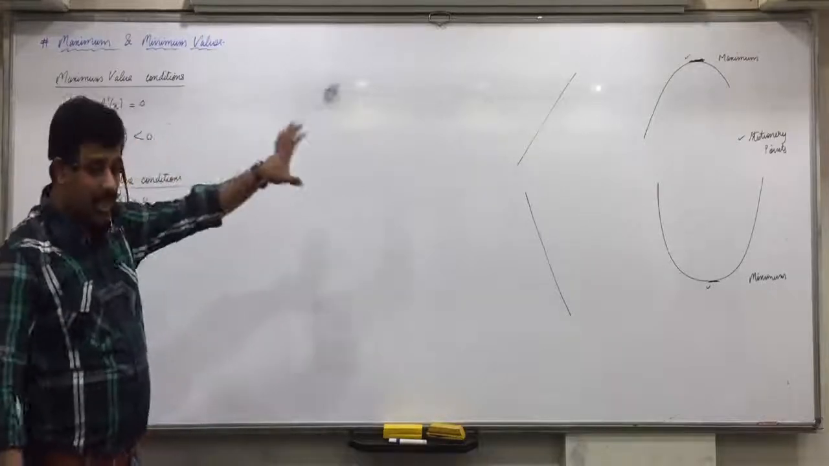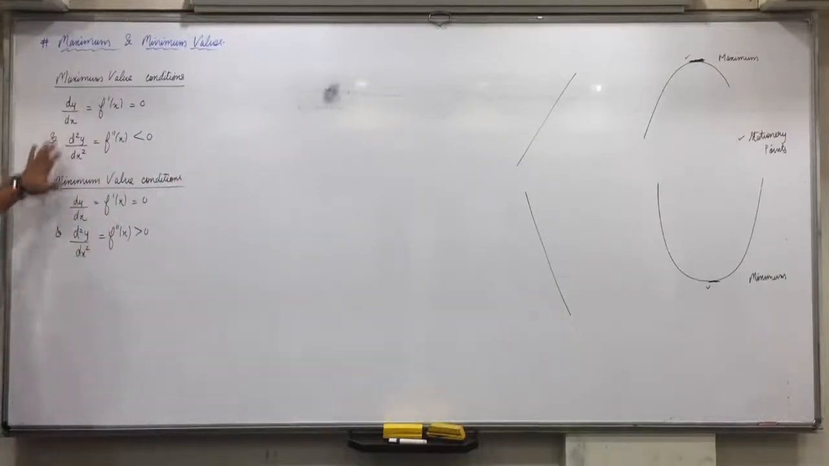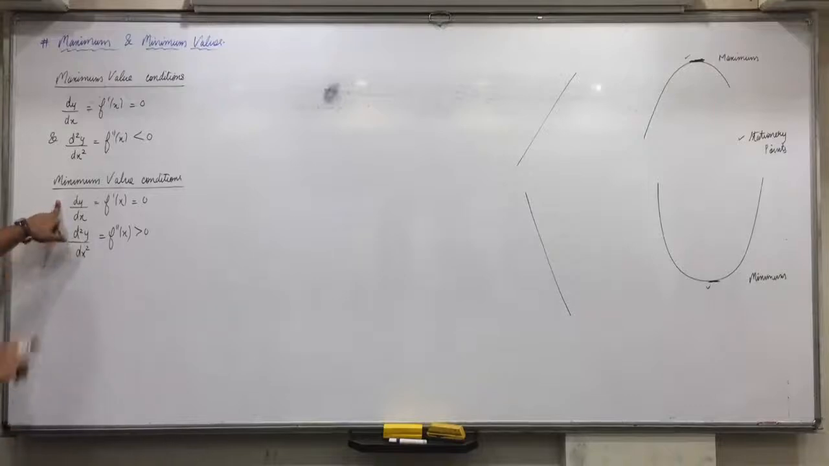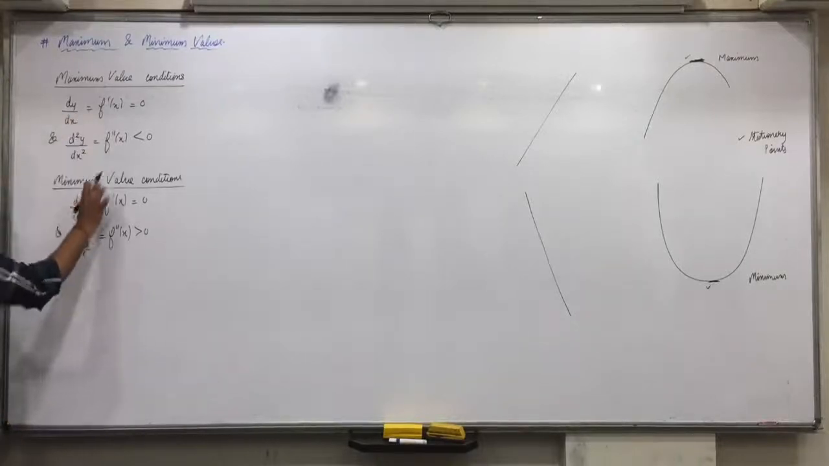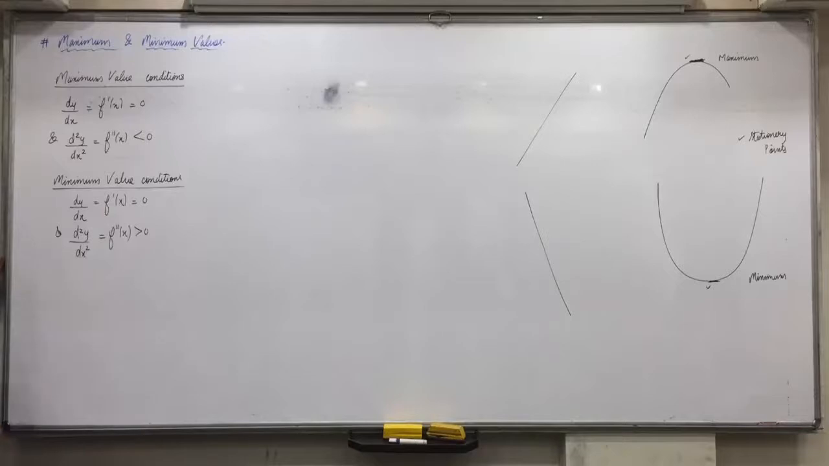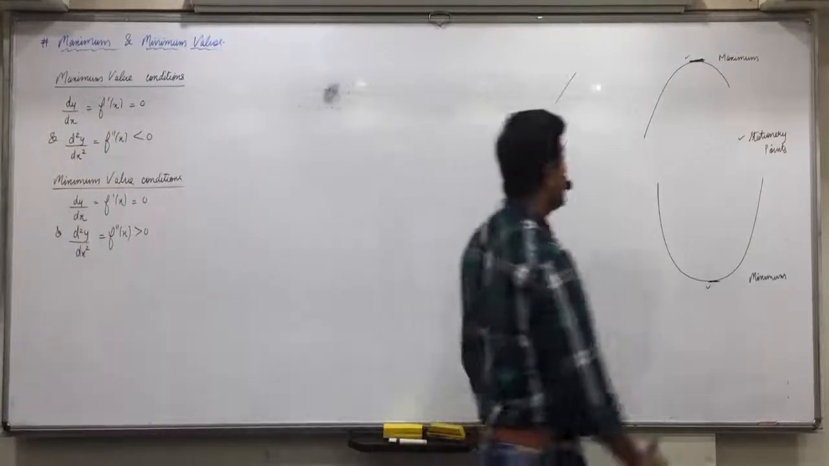So at these stationary points, whether you find maximum value or minimum value, at both of them dy by dx must be equal to 0. The first condition is the same, and this is the definition of stationary points. If they ask in an exam for 1 mark, what is a stationary point? We'll say those points where dy by dx is equal to 0 and no change is desirable.